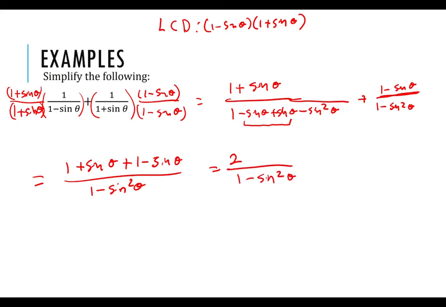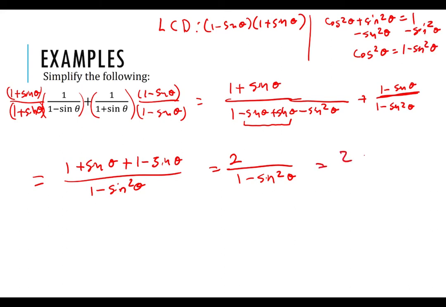But then the question becomes, can we simplify it further? And my claim is, yes we can. And the way that I can do that is I can use the Pythagorean identity. So I remember that cosine squared of theta plus sine squared of theta is equal to 1. And so if I solve for cosine squared of theta by subtracting sine squared of theta on both sides, I'm going to get that cosine squared of theta is equal to 1 minus sine squared of theta. Got to be careful, sine squared of theta. And then that is 2 divided by cosine squared of theta.